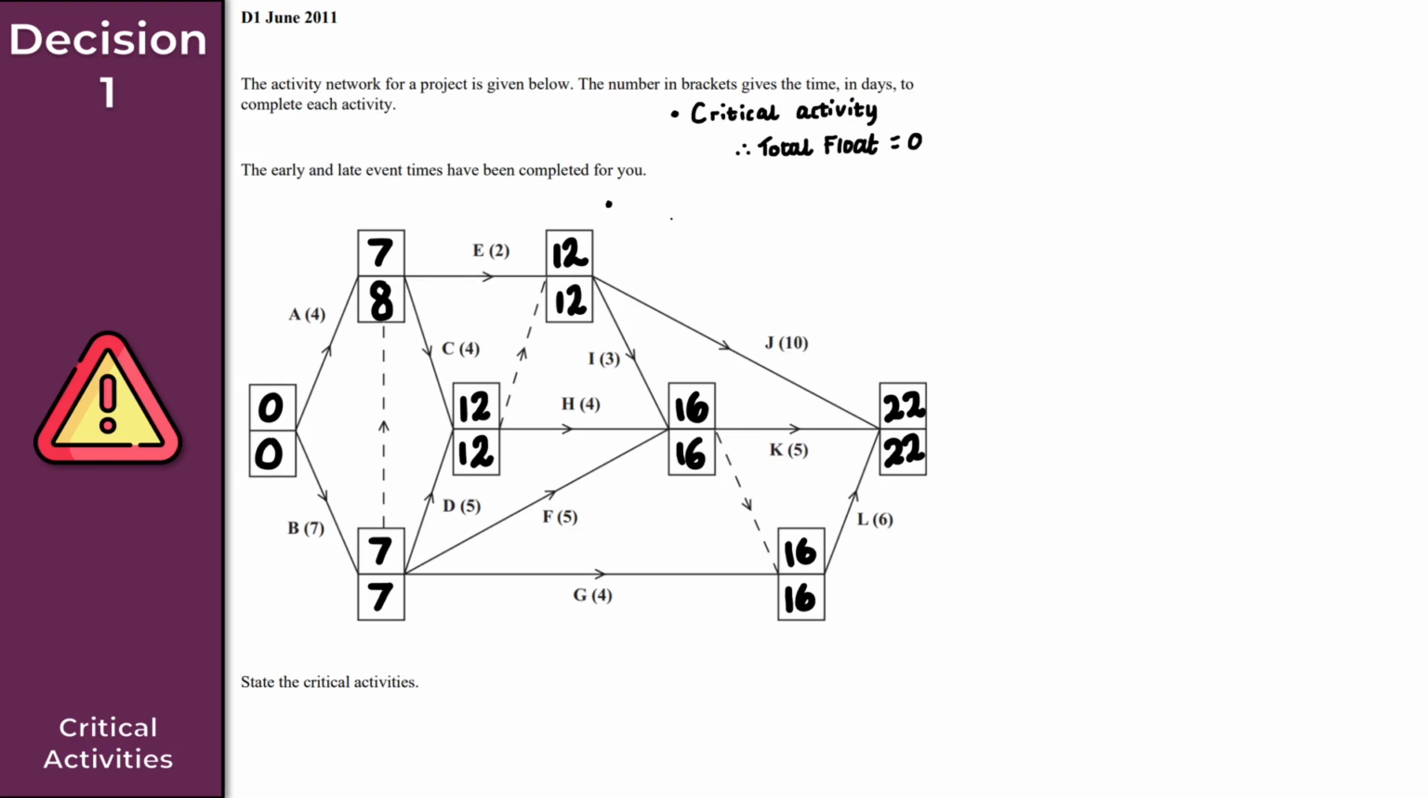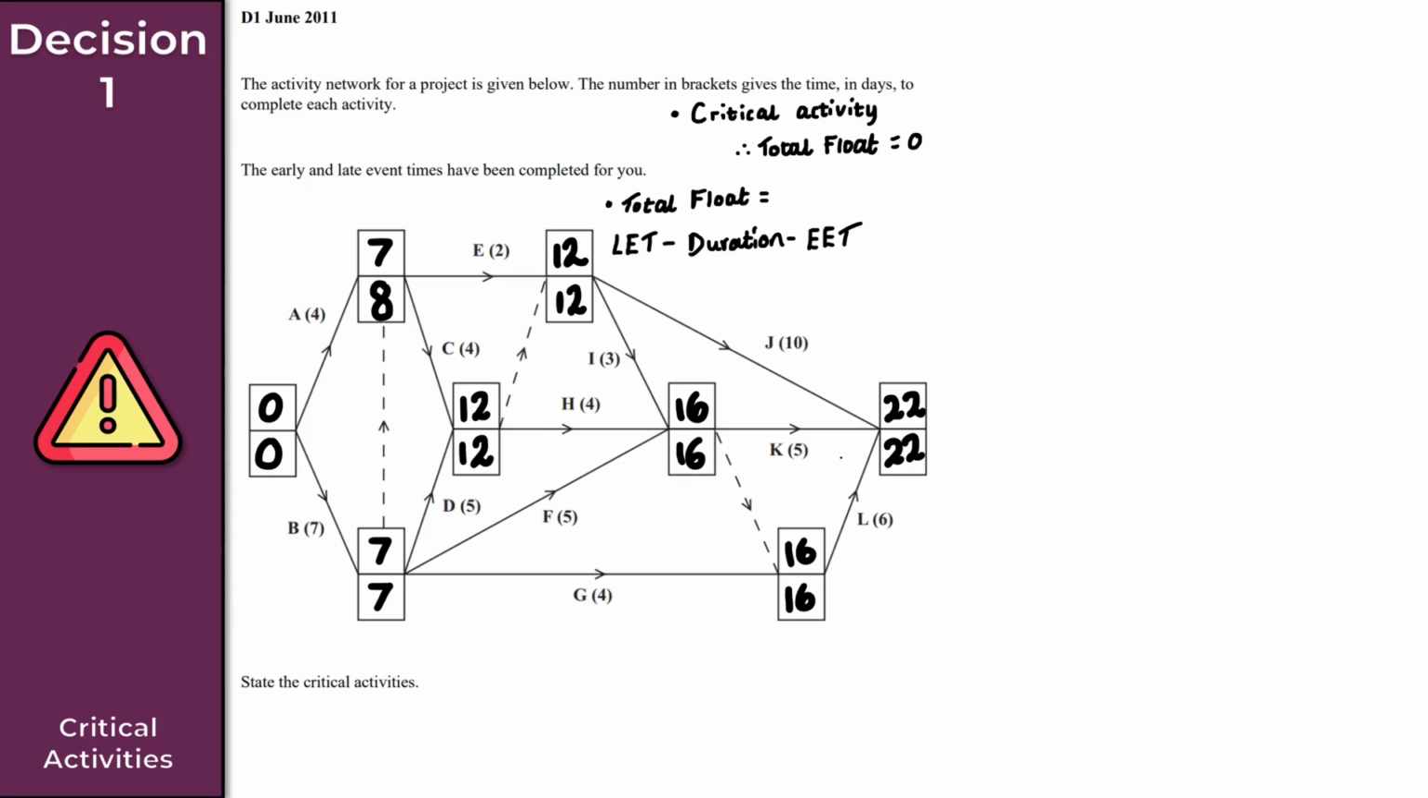And for the second point, how do we actually find the total float of an activity? The total float is equal to the late event time, which I'll abbreviate to LET, minus the duration, minus the early event time, which again I'll abbreviate to EET.